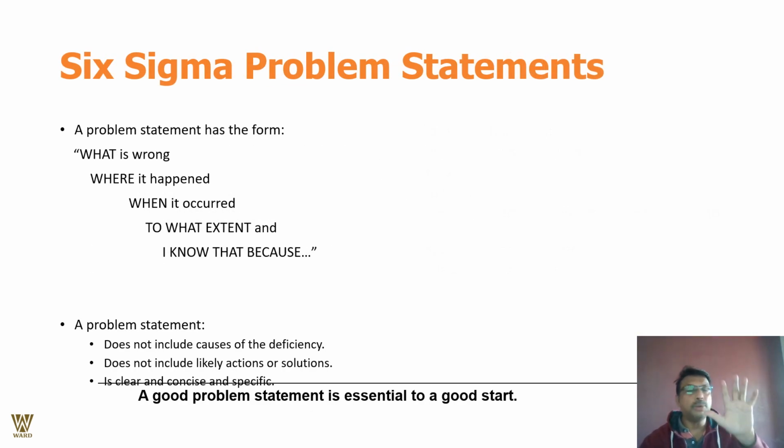We are talking about the Six Sigma problem statement. A problem statement has the form: what is wrong, where it happened, when it happened, and to what extent the damage was caused. A problem statement does not include the cause of deficiency, and does not include the likely action or solution, but is very clear and concise, very specific. A good problem statement is essentially a good start.